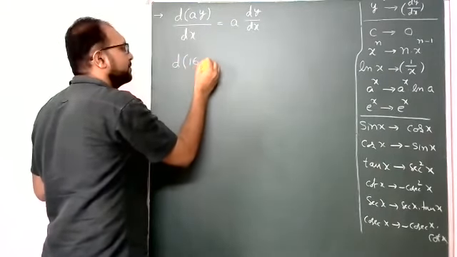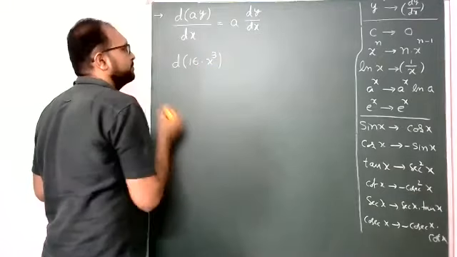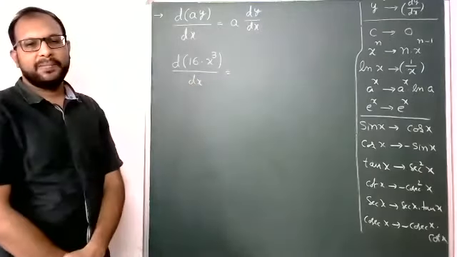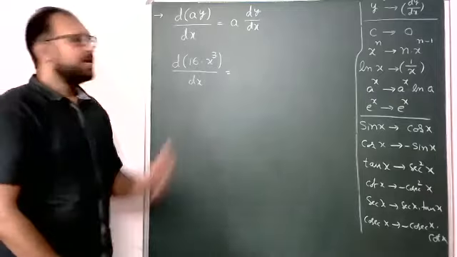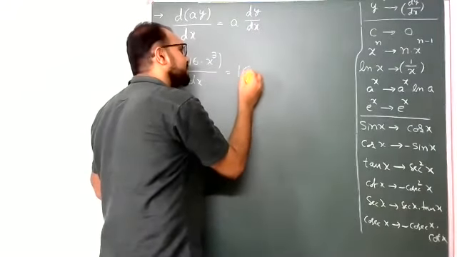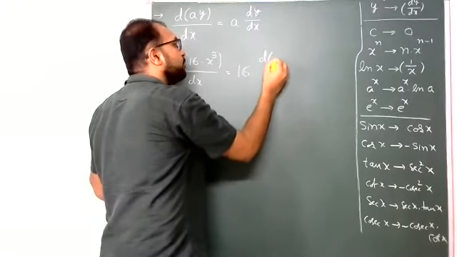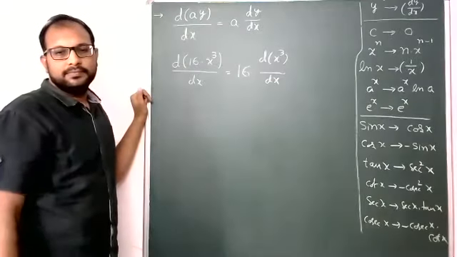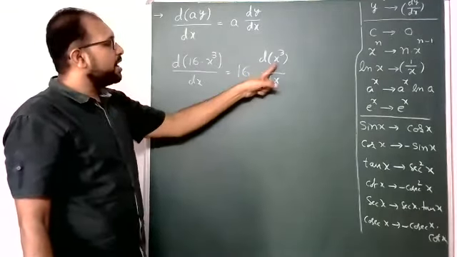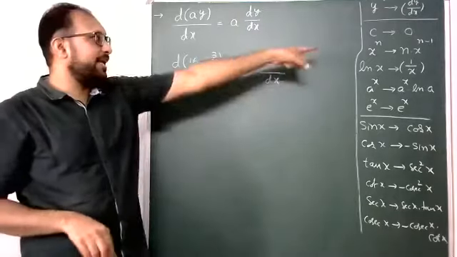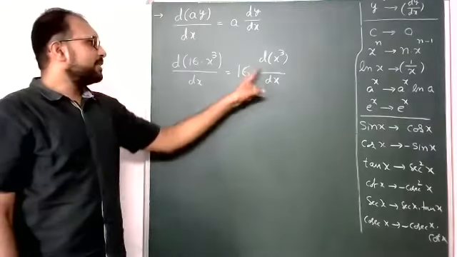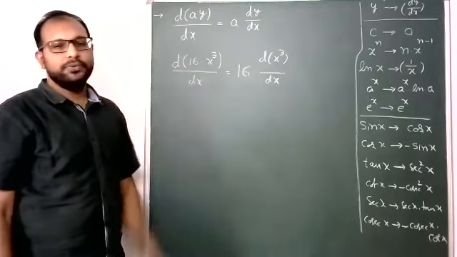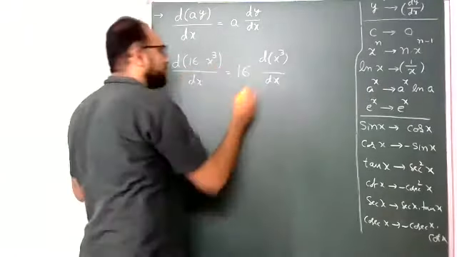Suppose, first example, derivative of 16 x cube with respect to x. 16 is a constant, so you can take 16 outside. 16 into derivative of x cube with respect to x. But students, derivative of x cube, already we know that formula, x to the power of n form. That's why 16 constant, just like a, outside, derivative of x cube.